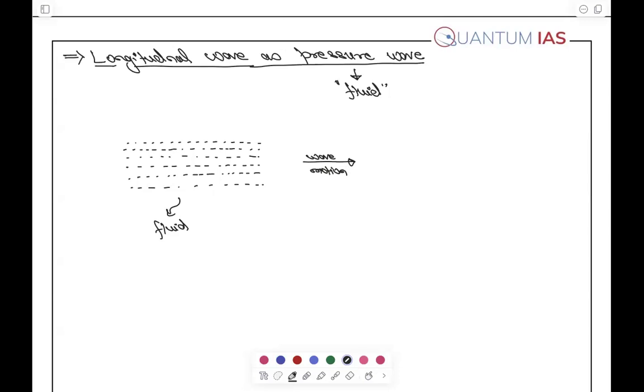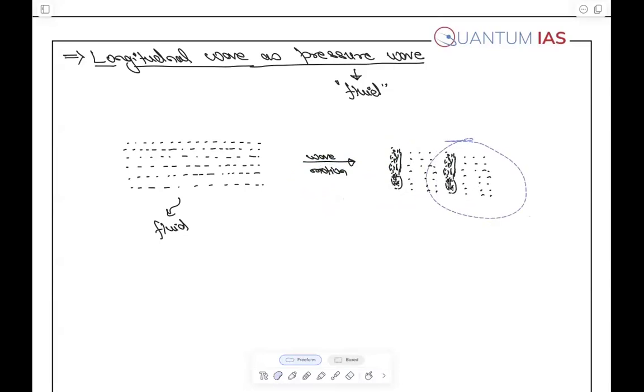That will change the density of that, right? So density and pressure both we can write here. So let's do that. So here what will happen? In some portion you will see like this, and in some portion you will see like that, and this will repeat.